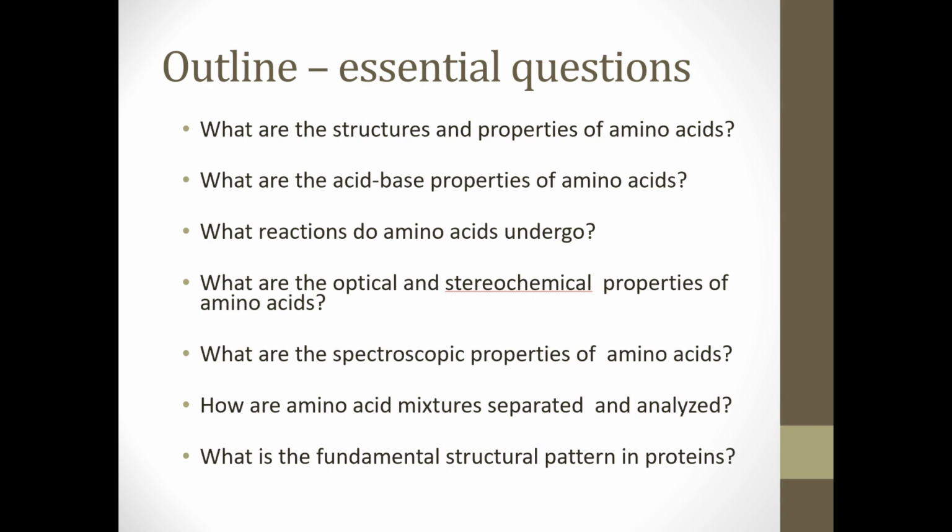What are some of the properties of amino acids? And what are their structures, and how do these structures influence their properties? How are amino acids acidic and basic? And what kind of equilibria do we see because of these systems? What kind of reactions are typical for amino acids? What are their stereochemical properties? And then, to a lesser extent, what are their spectroscopic properties? How are they analyzed and separated? And like I said, those last 3 points are less significant for me as an instructor than the first 4.